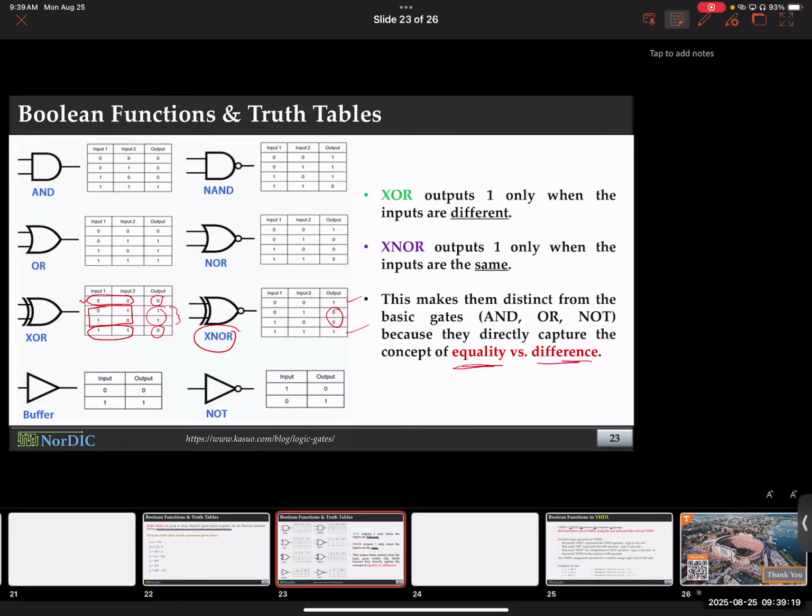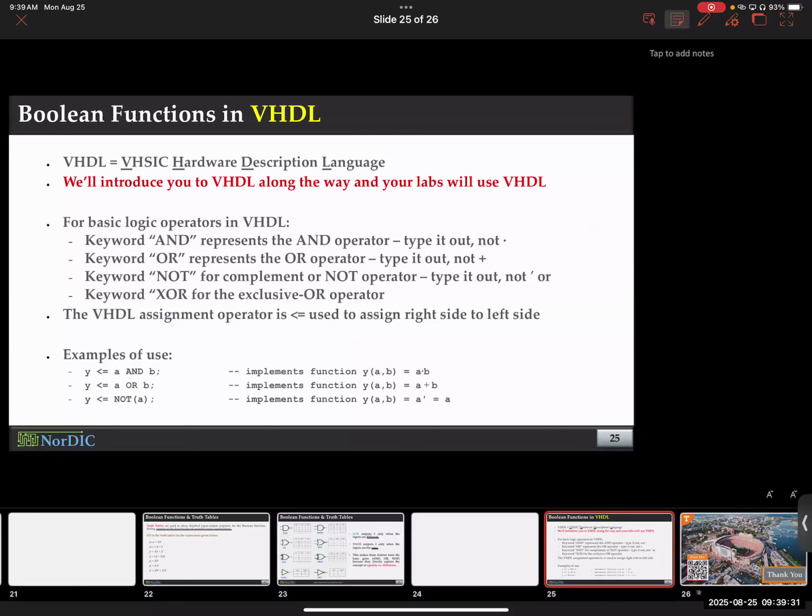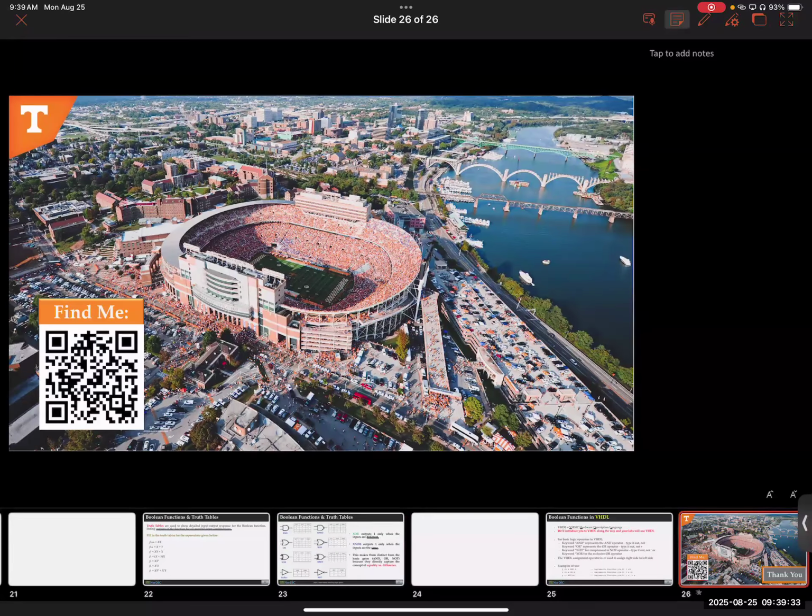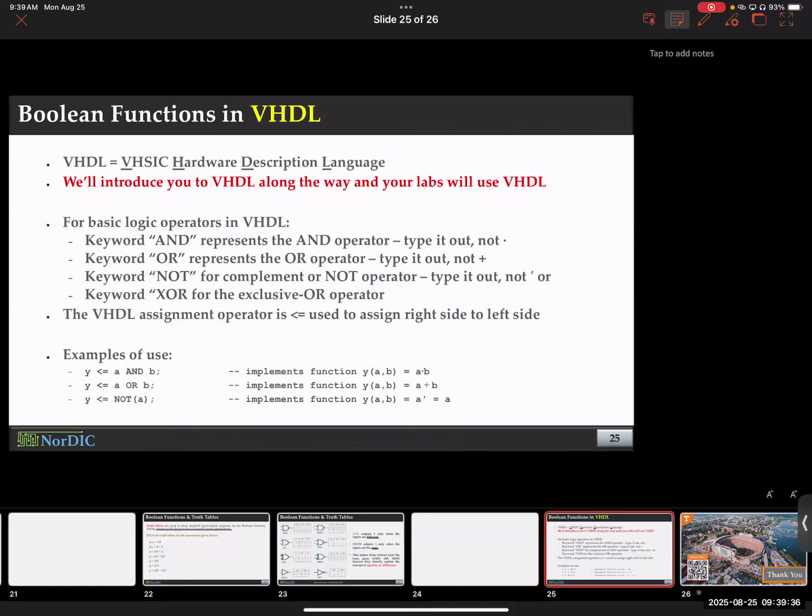That's why these gates are very, very uniquely suited to assess equality versus difference. Do you have two things equal or same, or are they different? All right, moving to the last slide of this lecture, and then we'll start with the next one today. This is basically a look ahead of what's coming in front of us.